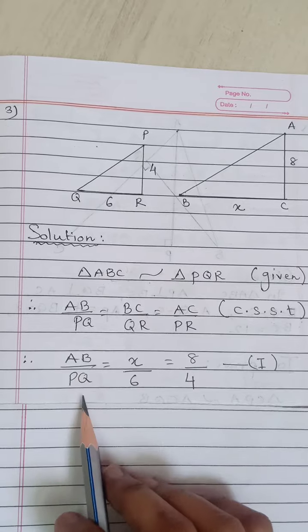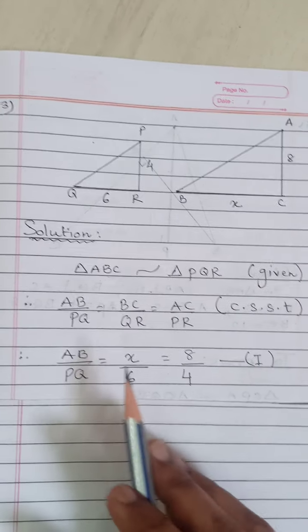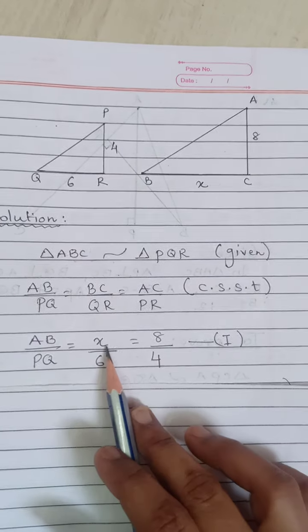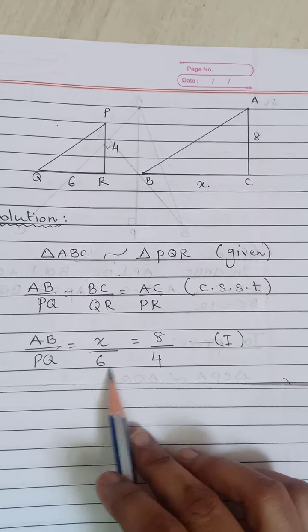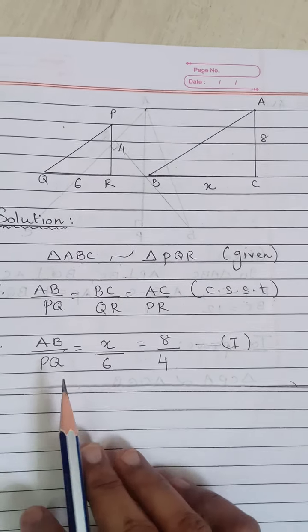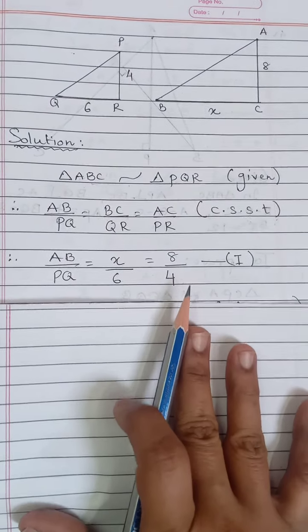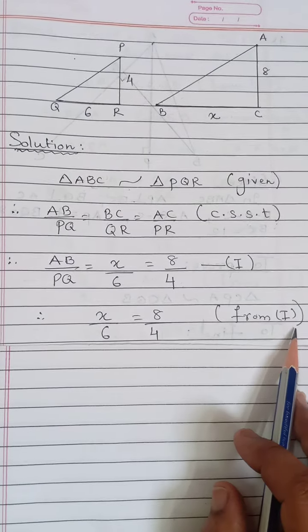Now AB and PQ are not given to us and it is not asked, so we will not take this ratio. We will concentrate on these two ratios. Here we have to find the value of X, and the other values we already know. So we will compare these two ratios only, that is X upon 6 and 8 upon 4. These two ratios we have taken from equation 1.